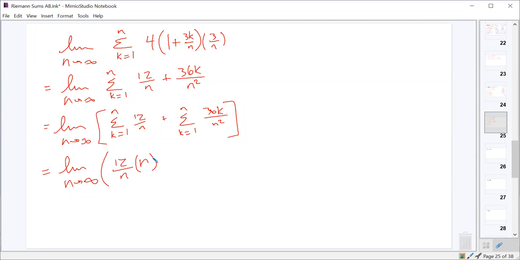N of them. I have n of them, right? 12 over n times n. And then what about over here? The k can turn into what? Since it's a sum from k equals 1 to n of k, this constant that we had can go out into the front, and what's k become?